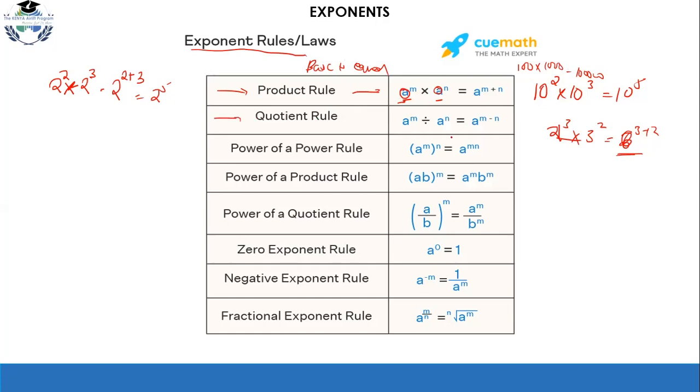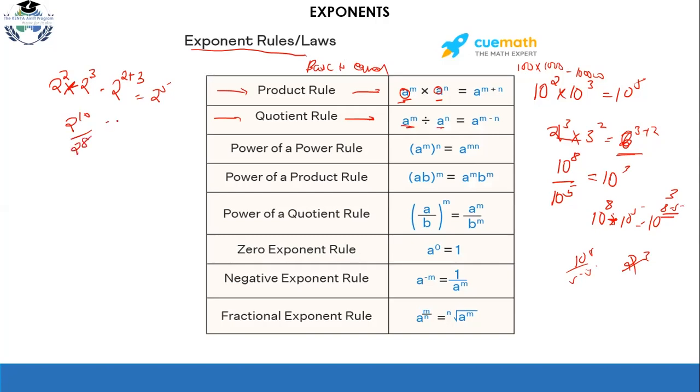The next one is the quotient rule. When the bases are equal, a power m divided by a power n is equal to a power m minus n. So we did this: 10 power 8 divided by 10 power 5 is equal to 10 power 3. Why? 10 power 8 divided by 10 power 5 is equal to 10 power 8 minus 5. You just subtract, which gives you 3. So that's called the quotient rule. When the bases are the same. Again, you can't say 10 power 8 divided by 5 power 5 is 2 power 3. No, this is not correct. The bases have to be equal. So 2 power 10 divided by 2 power 8 is equal to 2 power 2. All right, so that's called the quotient rule.